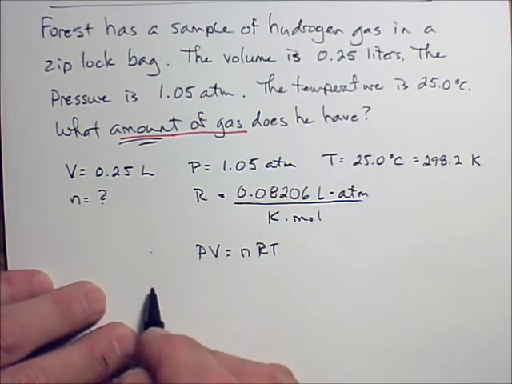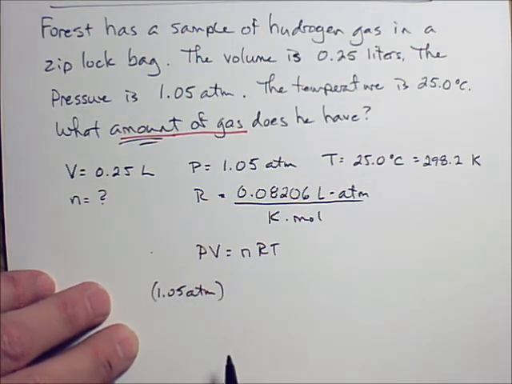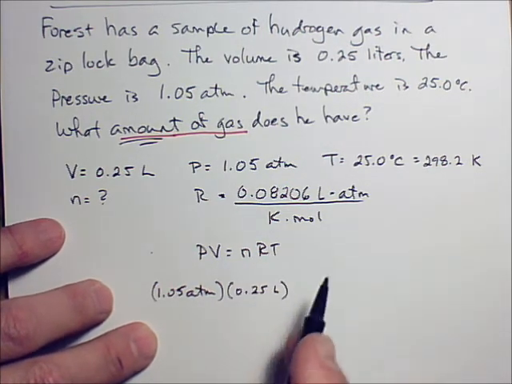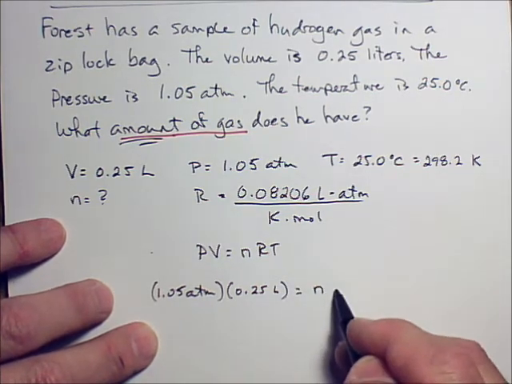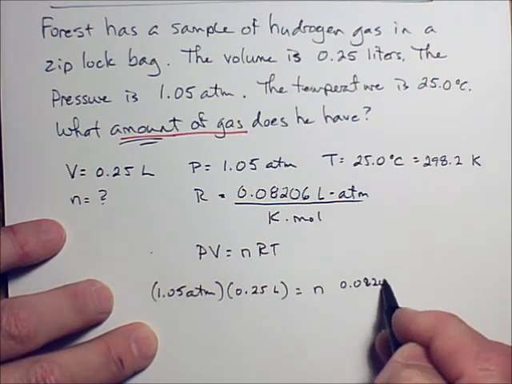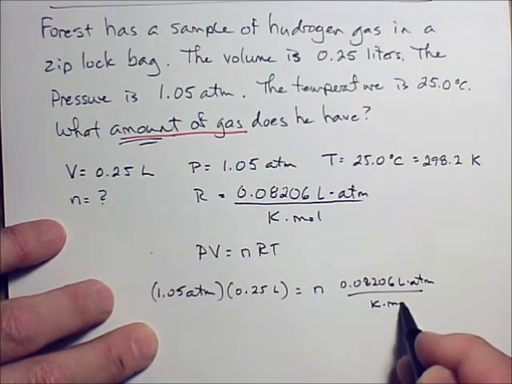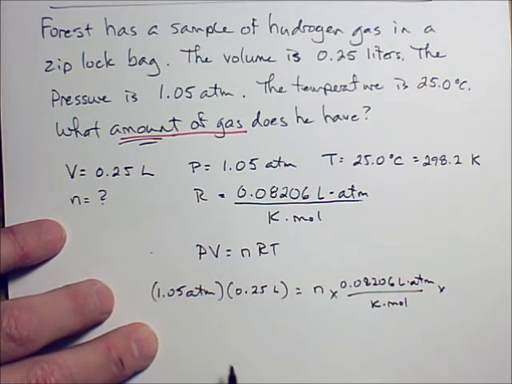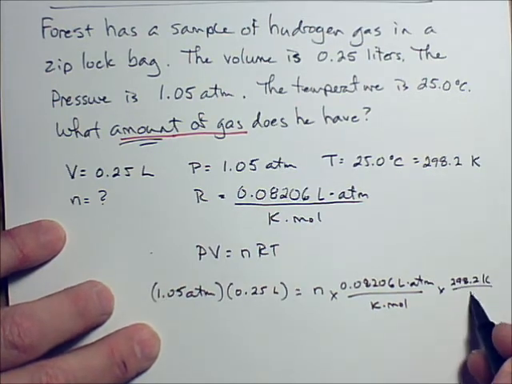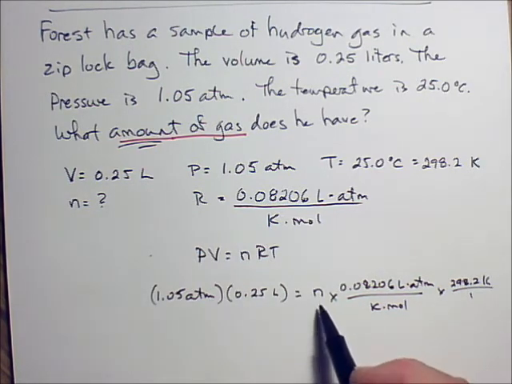All right, so let's see. We got a pressure of 1.05 atmospheres. We've got a volume of 0.25 liters. N we don't know. R we know. It's going to be 0.08206 liters times atmospheres over Kelvin times moles. And we do have a temperature, 298.2 K. Now we just got to solve for N.